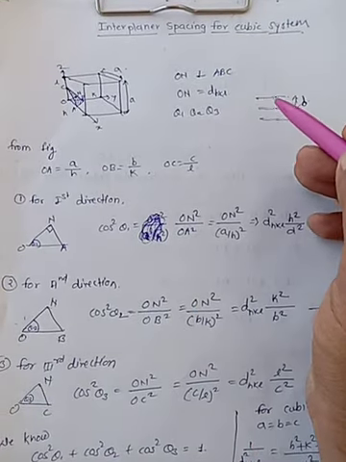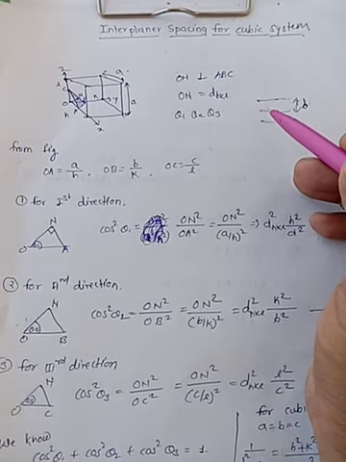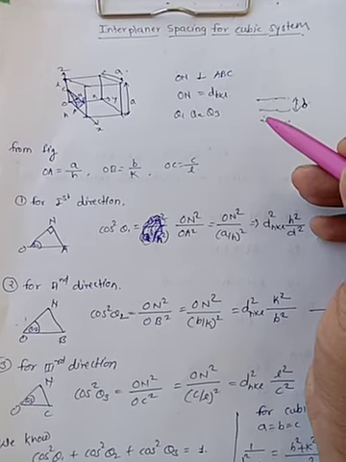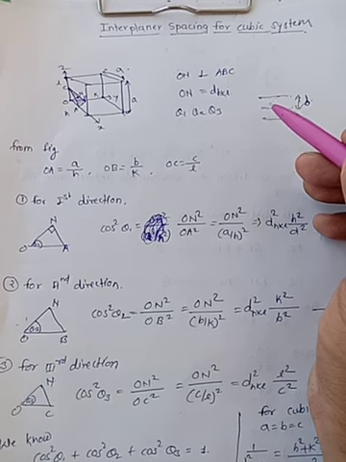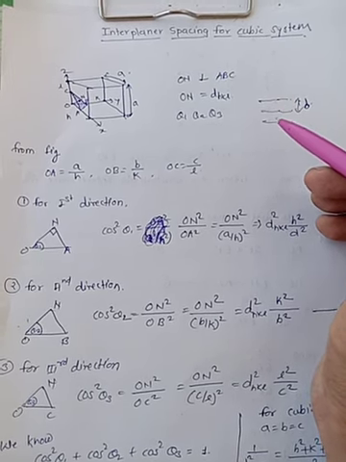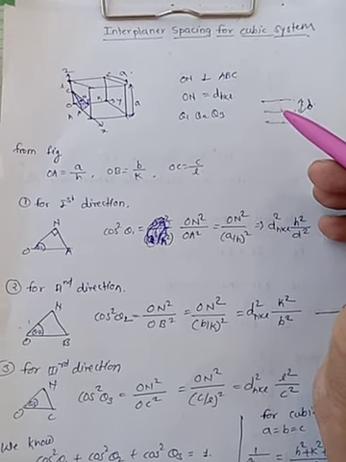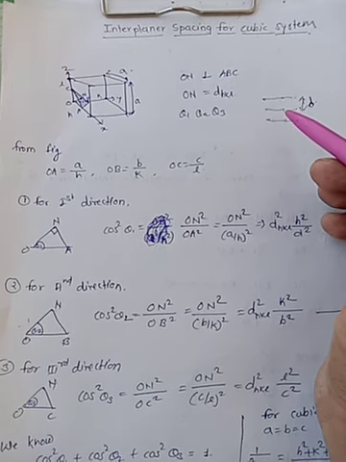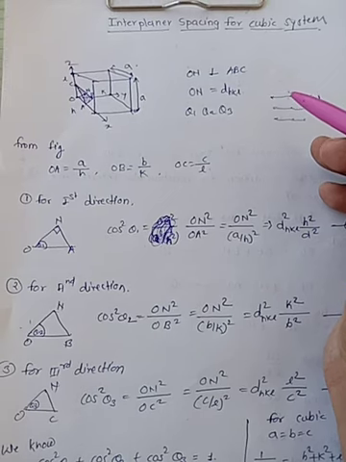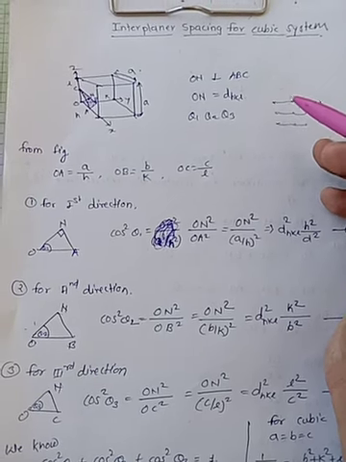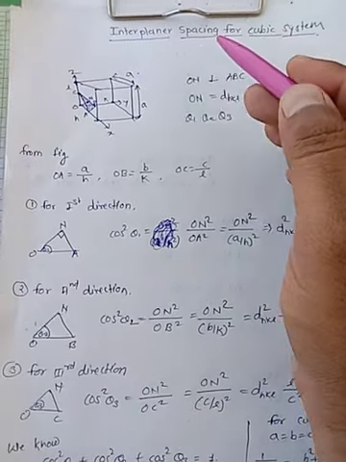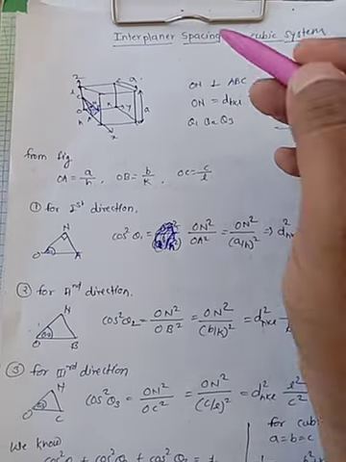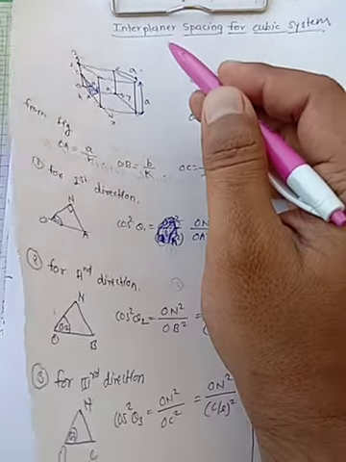Suppose these are the lattice points, and these are the lattice planes. As we know, the crystal is made up of a large number of sets of equidistant parallel planes which are passing through the lattice points. These are known as the lattice planes. So the distance between two successive lattice planes in a given crystal is known as interplanar spacing.